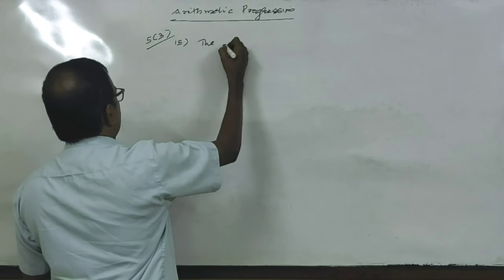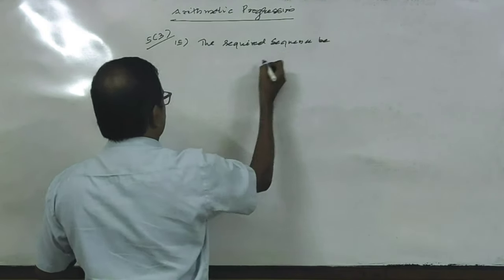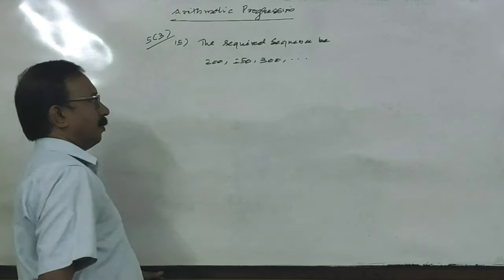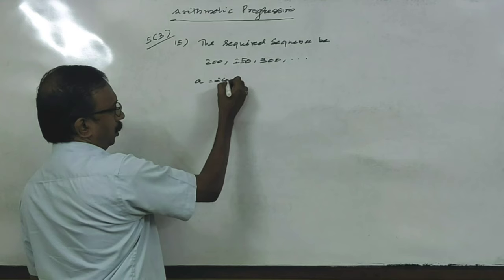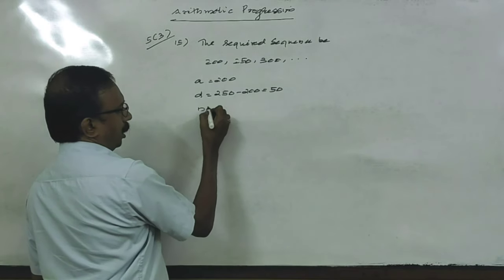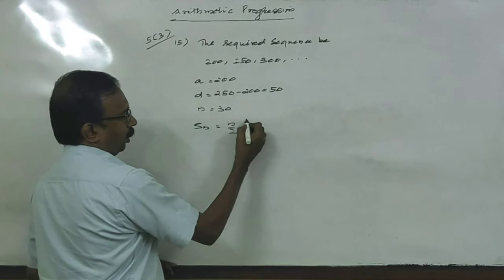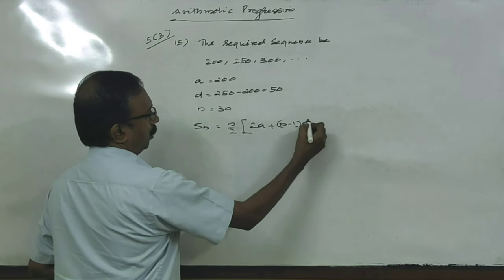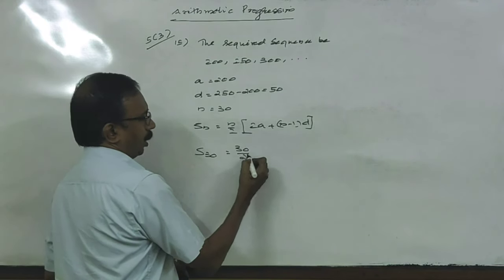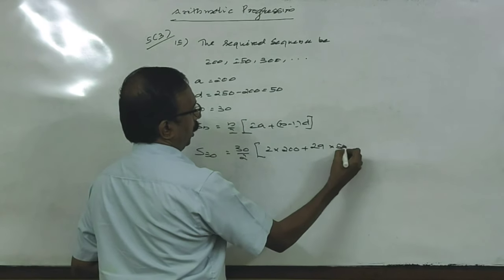The required sequence is: first 200, 250, 300, etc. Here a is 200 and d is 250 minus 200, which is 50. n is equal to 30 days of delay. S n is equal to n by 2 into 2a plus n minus 1 into d. So S 30 is 30 by 2 into 2 into a, that is 200, plus 30 minus 1, that is 29, into 50. Isn't it?